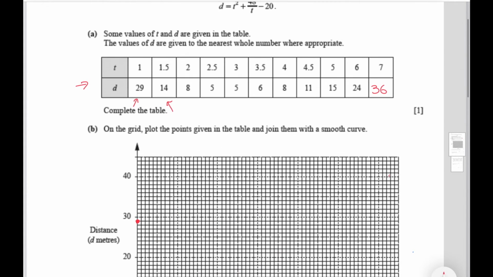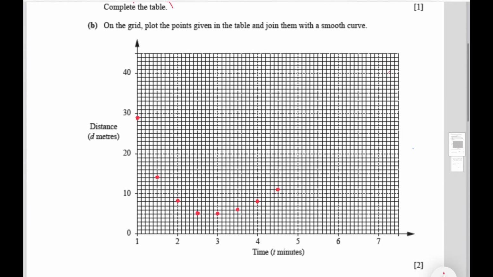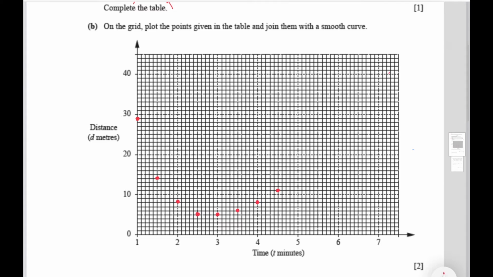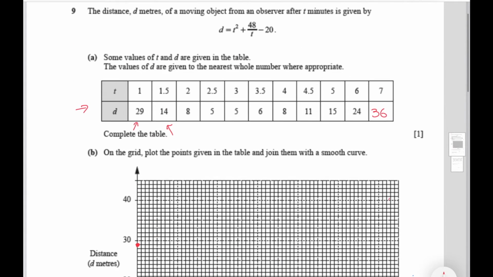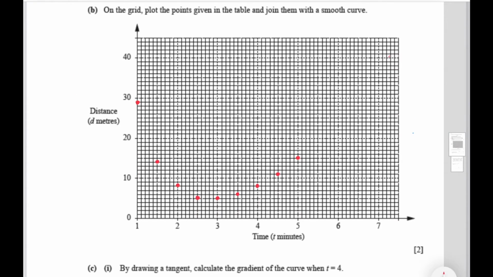Okay, the next point is 5 and 15. Okay, 5 and 15, let's do it. So 11, 12, 13, 14, 15, it is supposed to be over here. The next point is 6 and 24. 6 and 24, that's a tricky one. So 1, 2, 3, 4, it is supposed to be over here. And the last point is 7 and 36. 7 is on the last one. 1, 2, 3, 4, 5, 6. It is supposed to be over here.